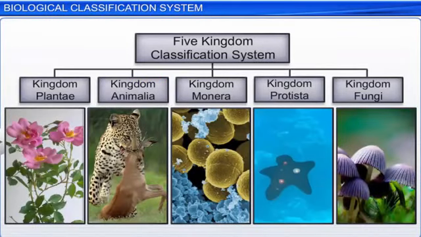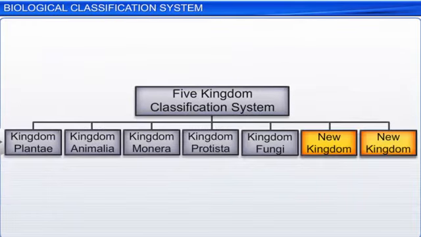Therefore, the five-kingdom classification system was evolved with an advancement in our understanding of the characteristics of organisms and their phylogenetic relationships. Depending on more such discoveries, the classification system may further need to be evolved in future.